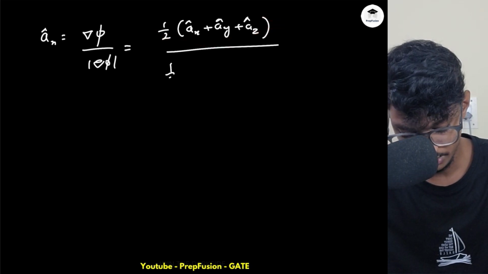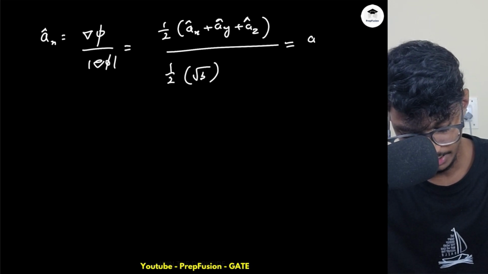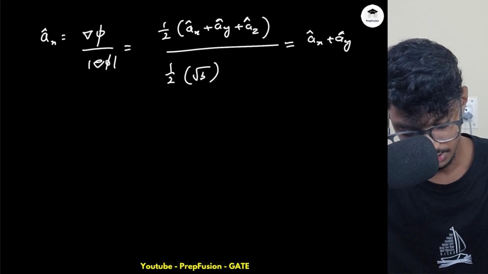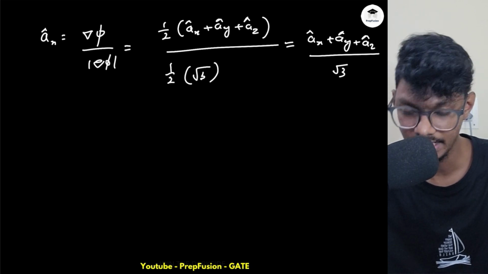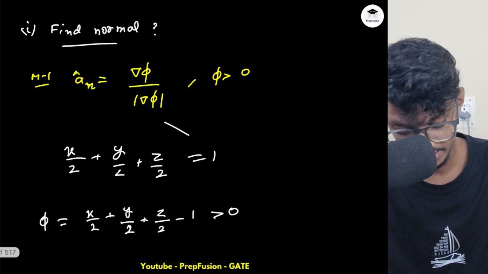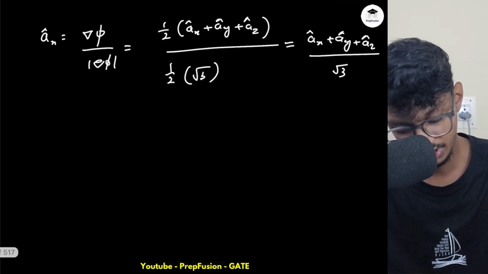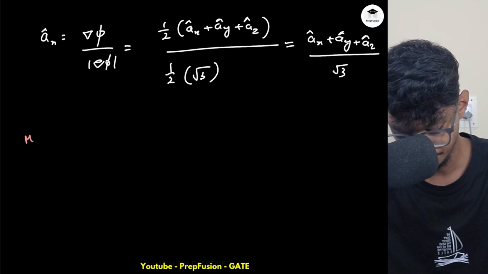Like 1 by 2 will be outside anyway, it will be under root 3, correct? So this will come out to be ax plus ay plus z under root 3. Okay, this will be the En cap direction. Now what if you tell me, sir, I couldn't understand how you write the equation of the plane, although we have learned this in the integration chapter, but still if you couldn't understand, we have another method as well.